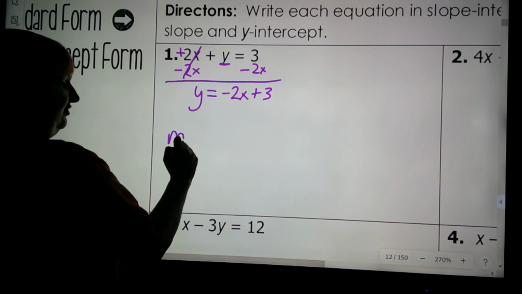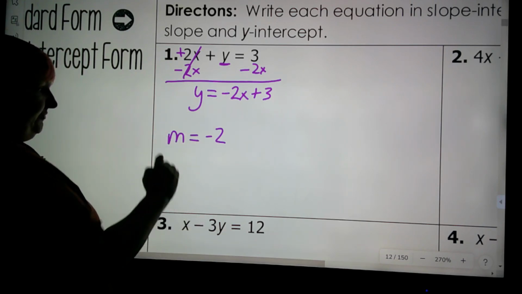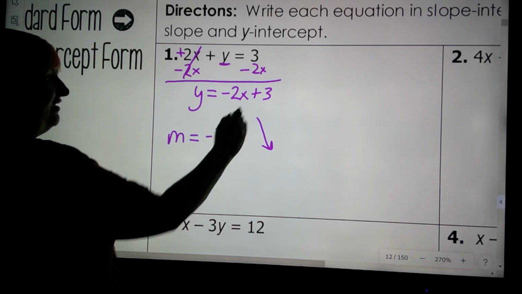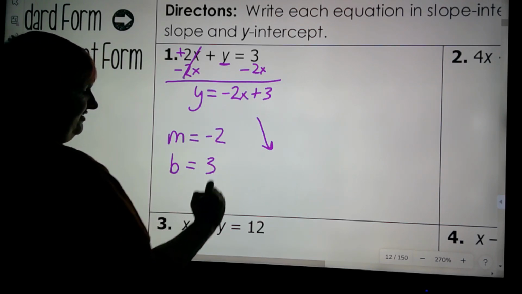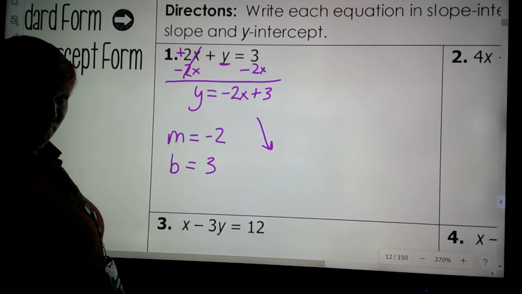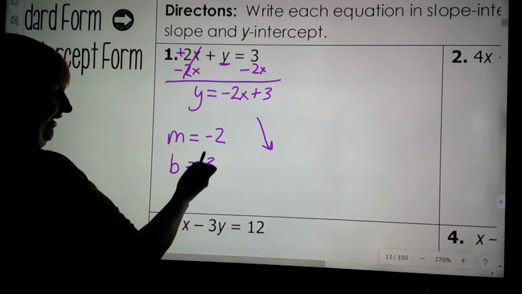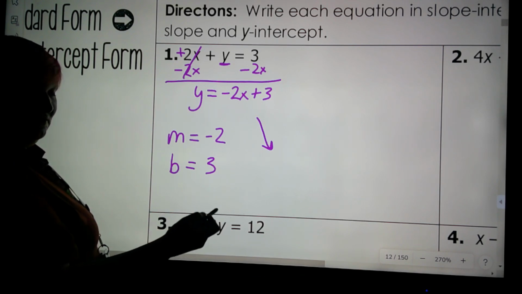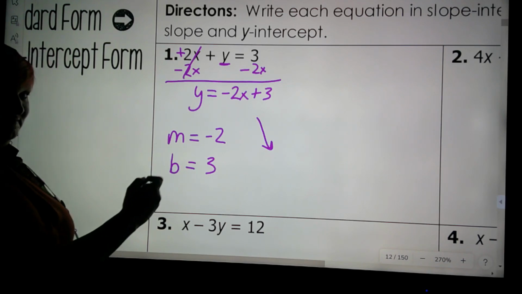So you know your slope is going to be negative 2. So it's going to be going downhill, right? Negative slope. And you know that your y-intercept is positive 3, so that you know your first point is going to be on the y-axis at positive 3. And your second point is going to be down to right 1 or up to left 1. Right?